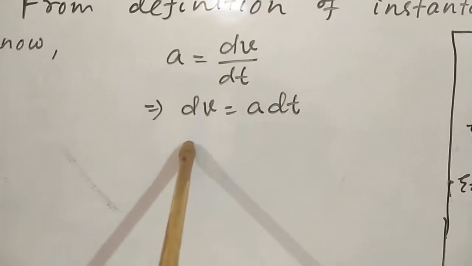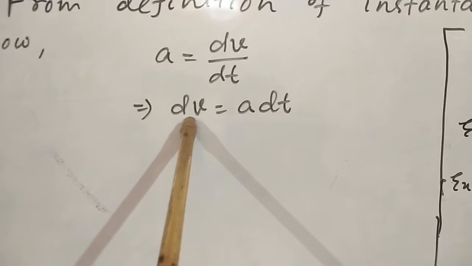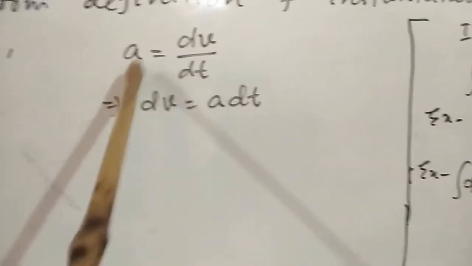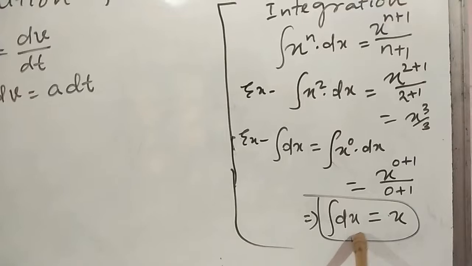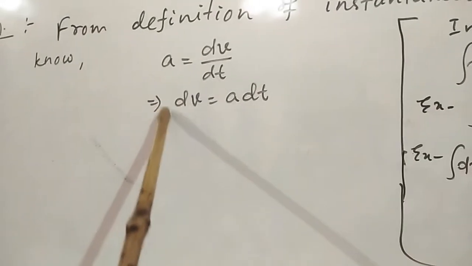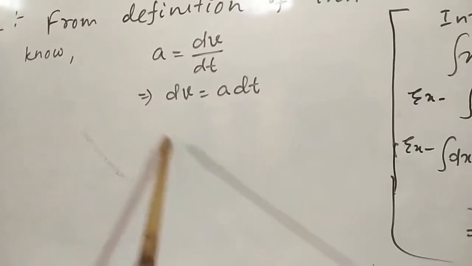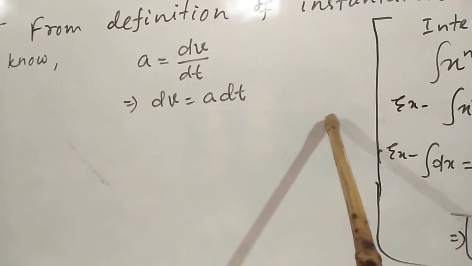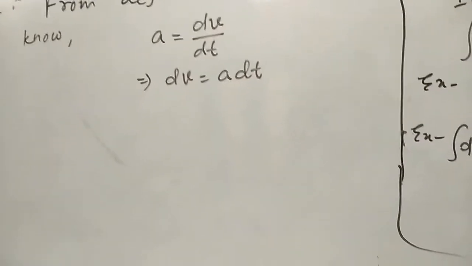Similarly, here you see there is dv. In the first equation we have to find v. Just consider this case. Integration of dx is x, similarly integration of dv will be v. So we have to write: integrating the above equation with proper limits, we will get the result.